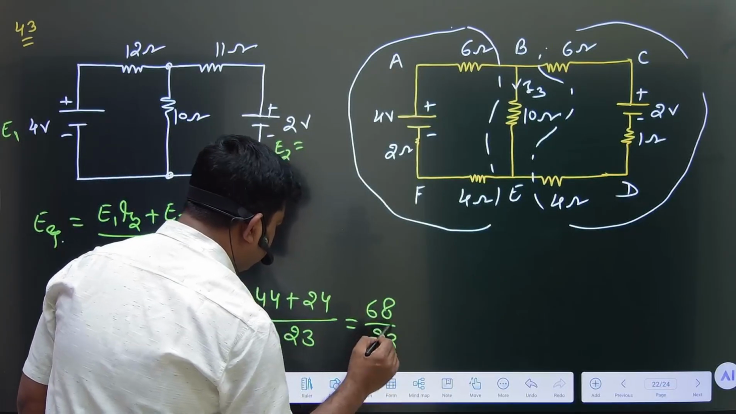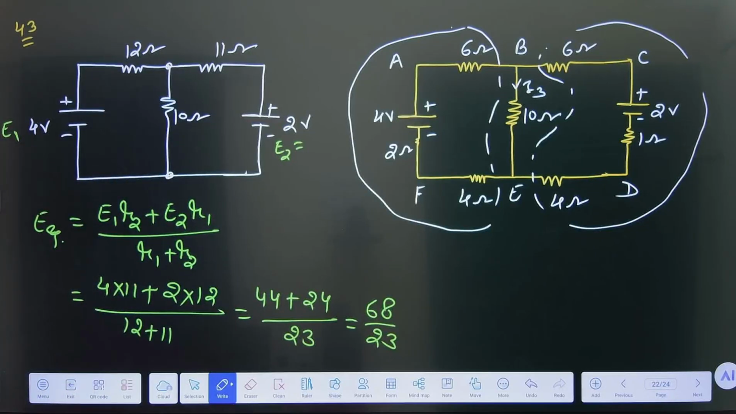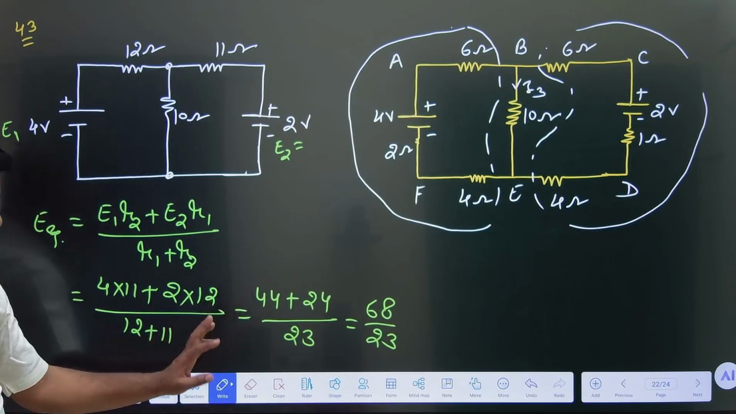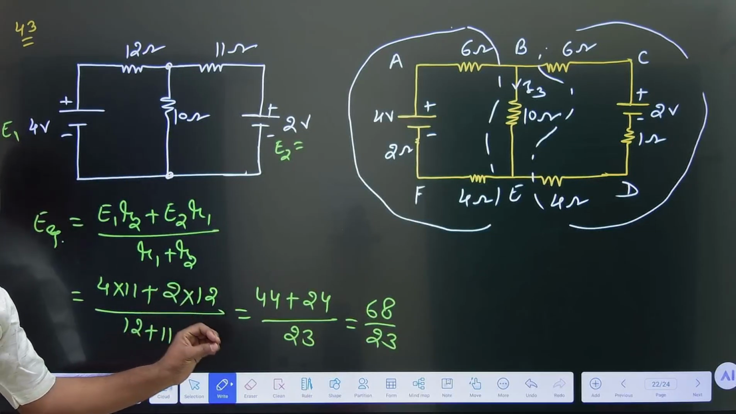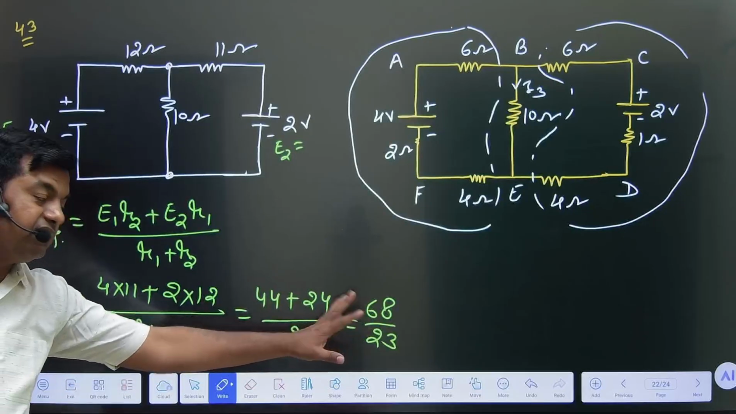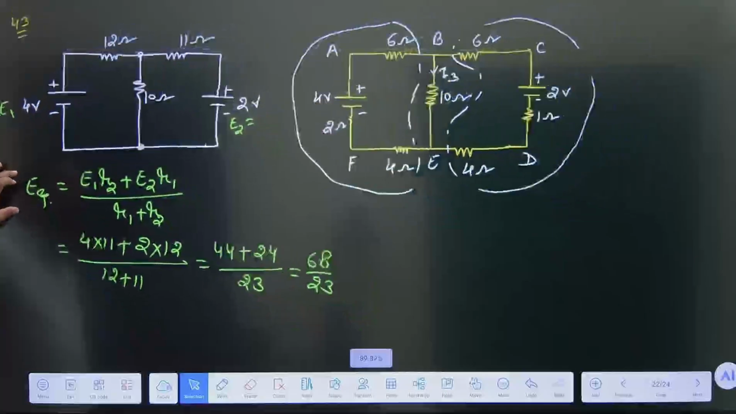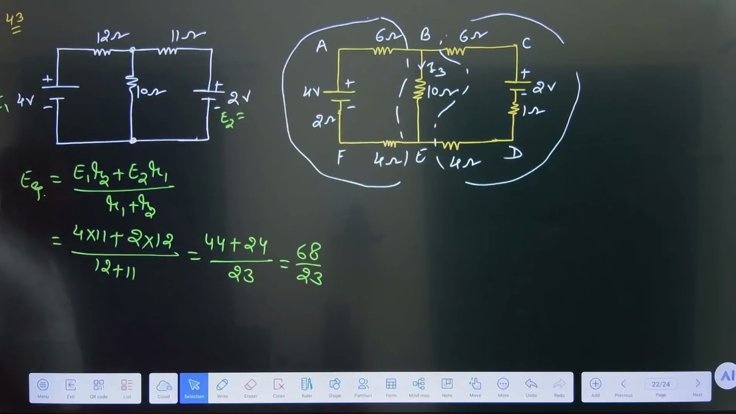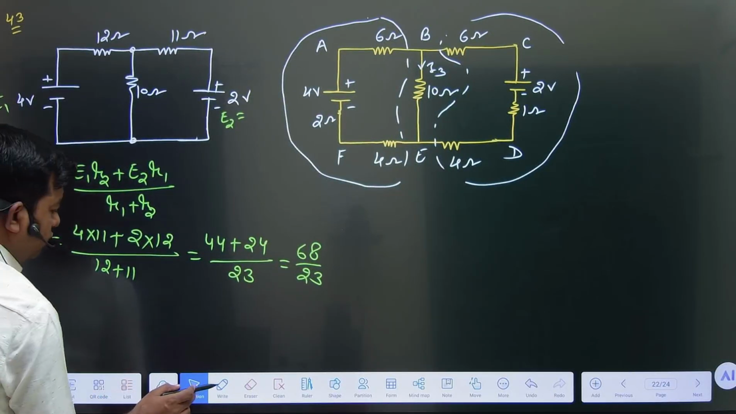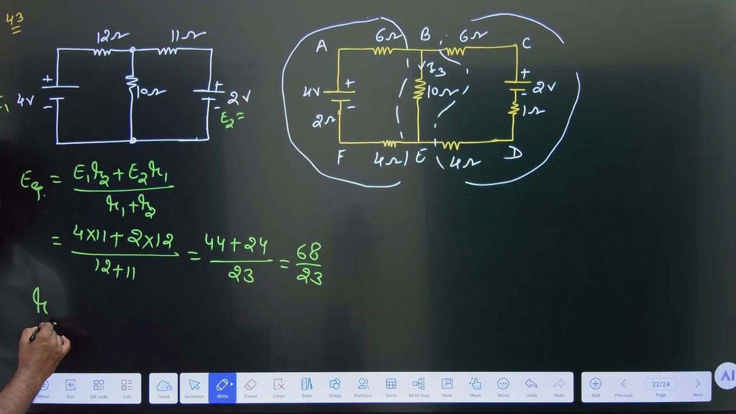68 by 23. Clear to you? Near about 3 volt. This term is nearly equal to 3 volt. Clear to you? Okay. Now, again, this is the E equivalent. But in this situation, we also find the R equivalent.